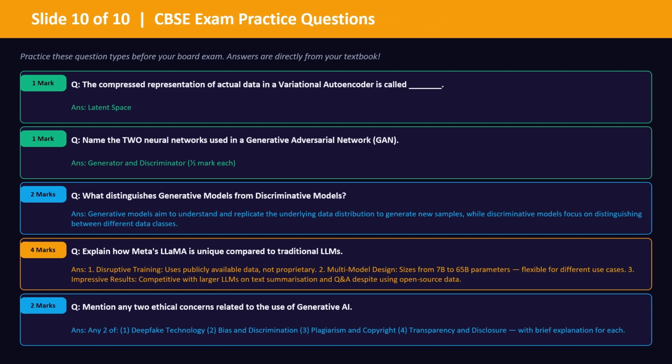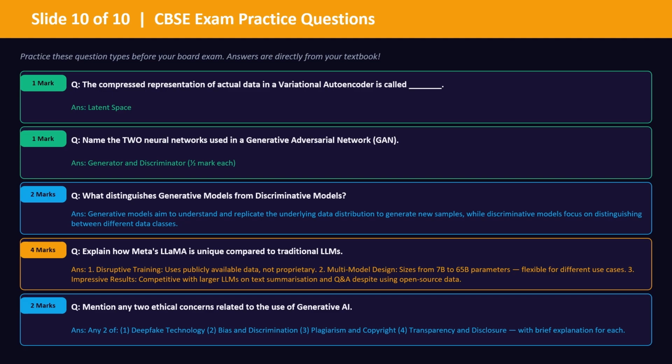Before we finish, here are the 5 most likely exam questions with their answers straight from your textbooks. Latent space, that's the compressed representation in VAE. Write that exactly. GAN uses generator and discriminator, half a mark for each. The difference between generative and discriminative models. Generative creates new data, discriminative classifies it. LLaMA's uniqueness, 3 points. Public training data, multiple model sizes and impressive results.